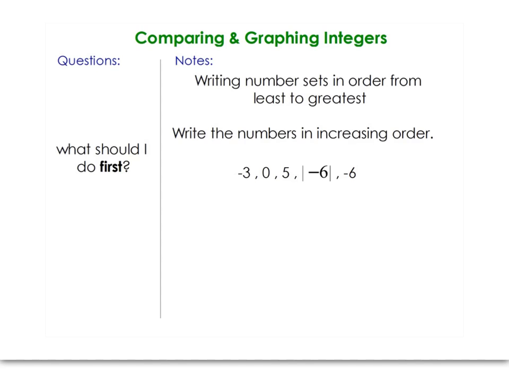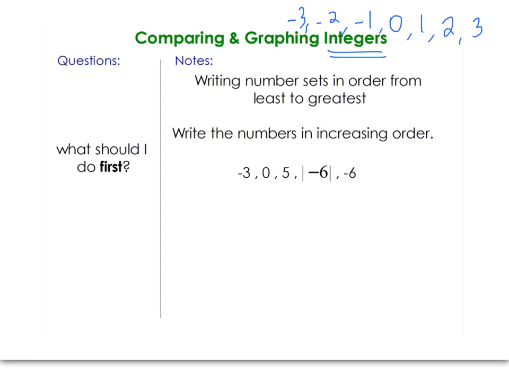Hello, welcome back. We are here today comparing and graphing integers. So remember, integers are all of my natural numbers, 1, 2, 3, zeros included, and it's all the opposite of those natural numbers. So -1, -2, -3. Those are going to be my integers.